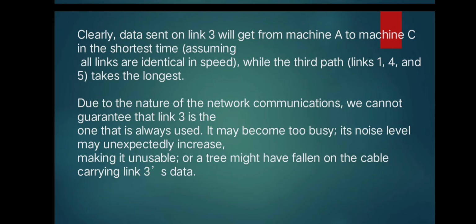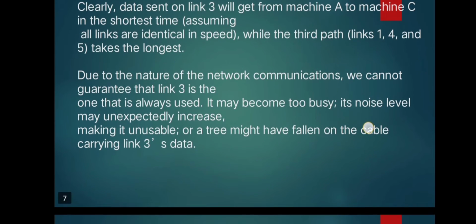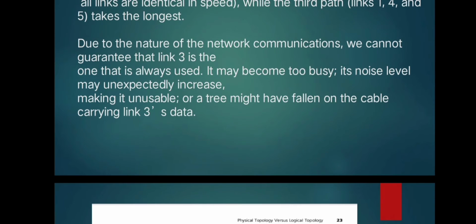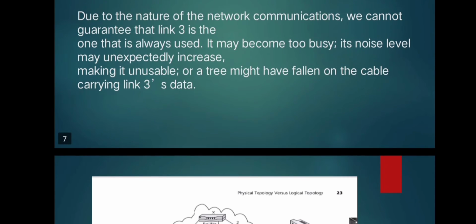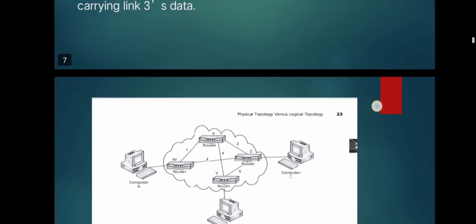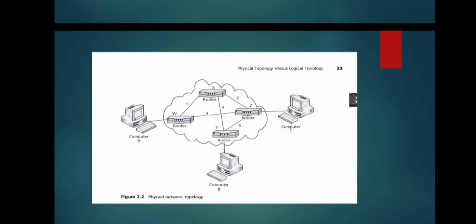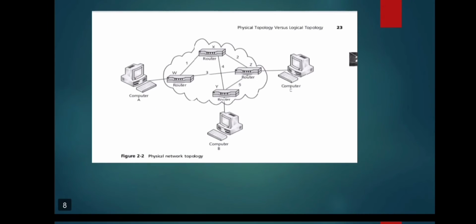Due to the nature of network communication, we cannot guarantee that link 3 is the one that is always used. It may become too busy. Its noise level may unexpectedly increase, making it unusable, or a tree might have fallen on the cable carrying link 3. So, this is the example of physical topology versus logical topology.